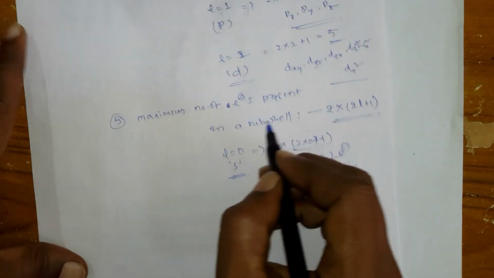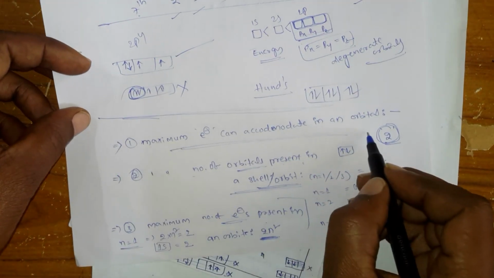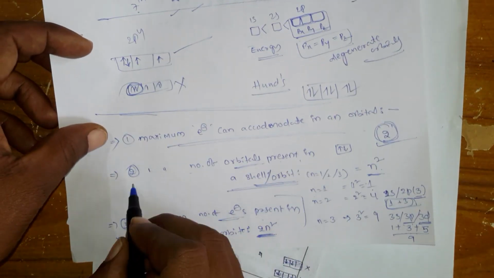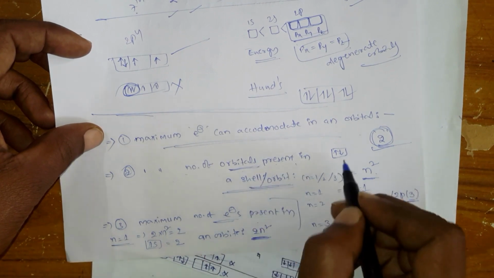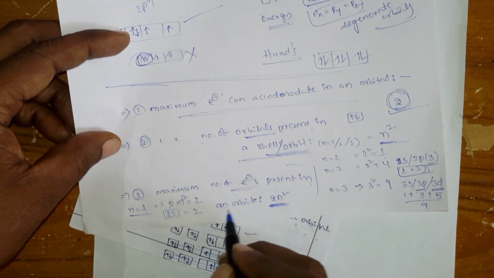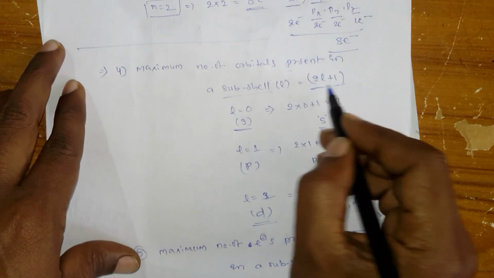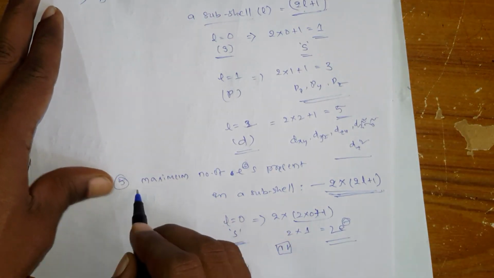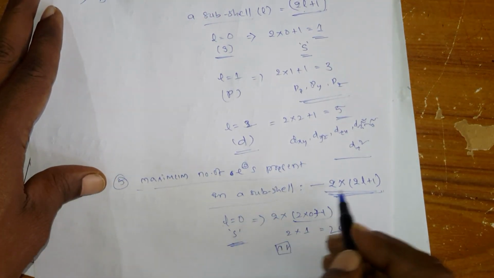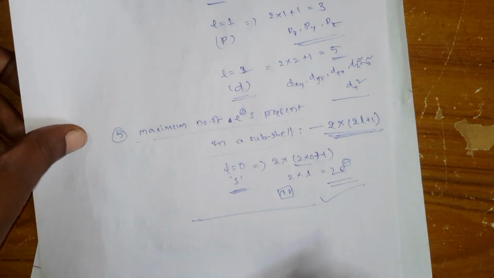Okay, so these are the very very important principles. The first principle is maximum 2 electrons you can accommodate in an orbital, and the maximum number of orbitals present in an orbit is n square. The maximum number of electrons present in an orbit is 2n square. Similarly, the maximum number of orbitals present in a subshell is 2l plus 1, and the maximum number of electrons present in a subshell is 2 into 2l plus 1. Okay.